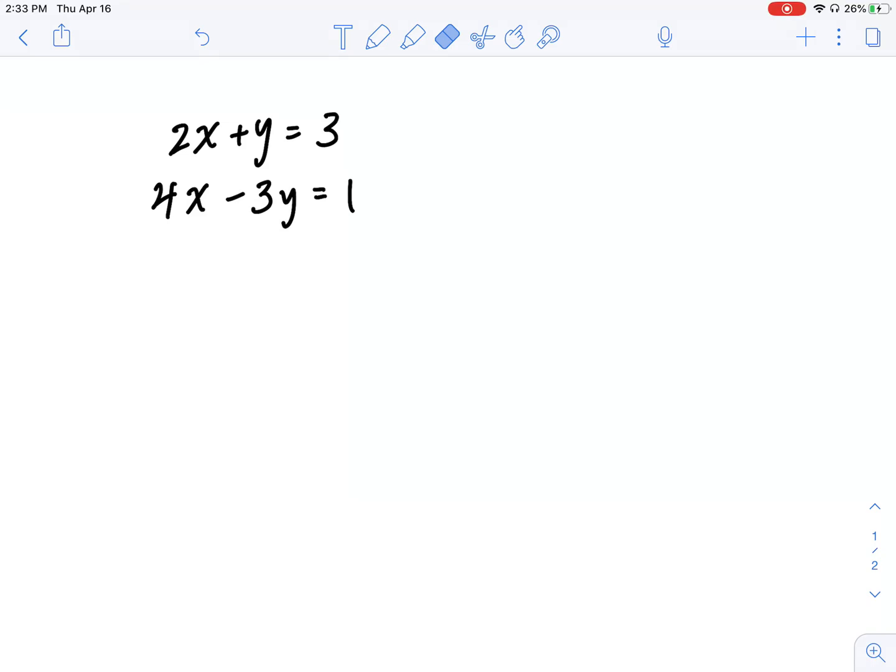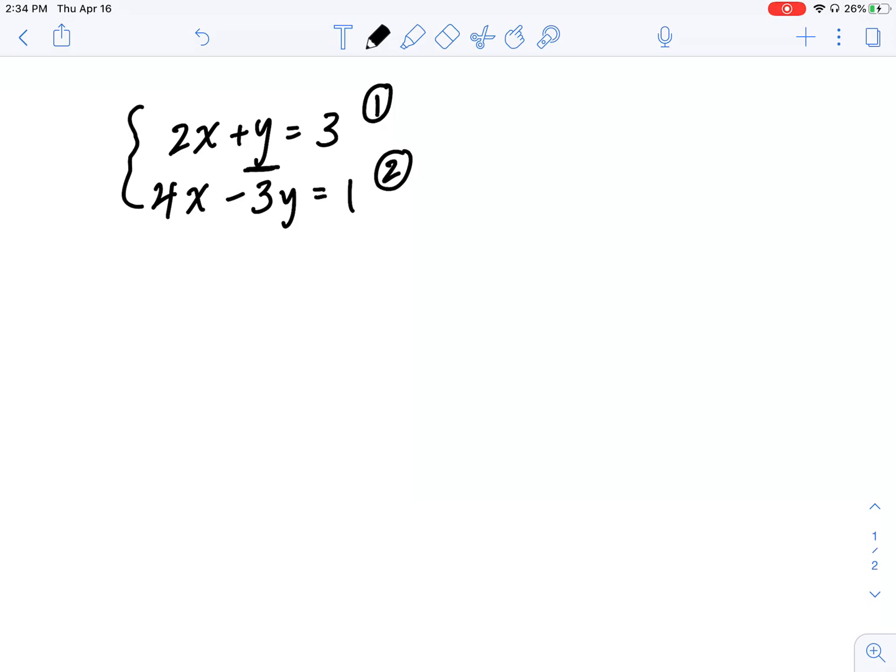So we need to use the substitution method to solve this linear system. Before we get started, let's name this equation 1 and equation 2, and that's our system. Let's start by actually isolating for y in equation 1.